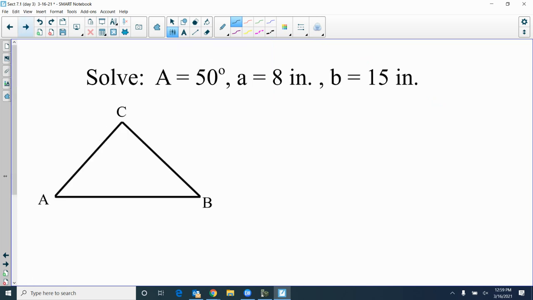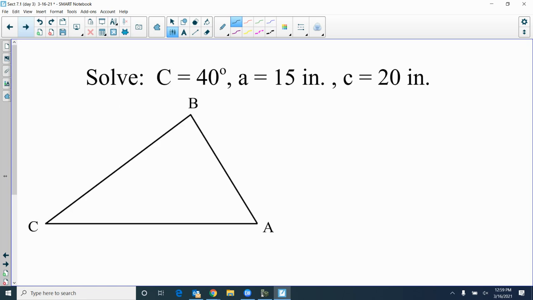First case here, what did we get? We got an error message. We said there were no triangles, right? I think we did that one. Second one, we got one triangle, right? All right, so I don't think we finished the other one.